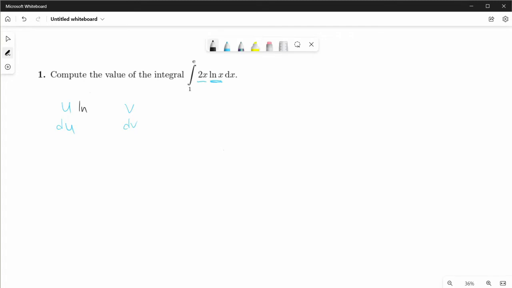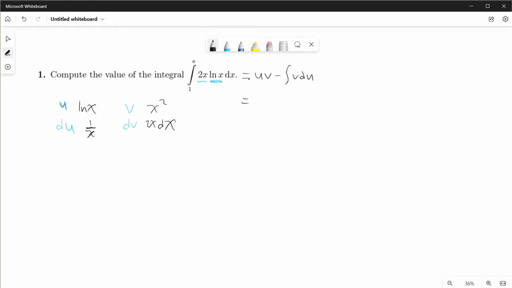Right, for u we have ln x. And then for v, we have 2x dx. Right, and then du is just take the derivative of ln x, which is 1 over x, and then v is just the integral of 2x, which is x squared. Right, and then we can write the by parts, so that equals uv minus the integral of v du.